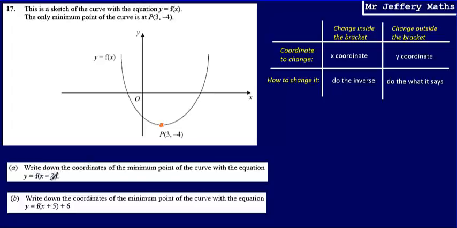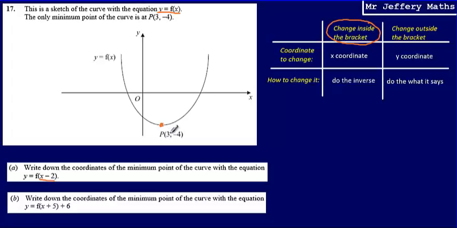So the first thing that we need to identify is where has the change to y equals f of x taken place? And what we can say is that the change has taken place inside the bracket. We can see it's inside the bracket because it's gone from y equals f of x to y equals f of x minus 2, and that minus 2 is happening inside the bracket. So that means that the coordinate that we need to change is going to be the x coordinate, which is going to be the first number in our coordinate.